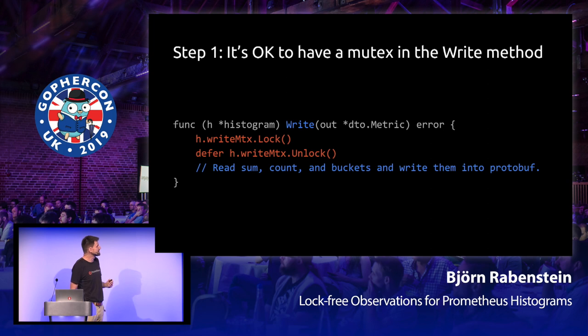Okay, so step one is kind of declaring partial defeat. I put into my title lock-free observations, but not lock-free writes or reads or whatever you call it. So we can accept that the write method has a lock, a mutex, because that happens every 15 seconds or something, right? It doesn't really matter if it takes like 100 milliseconds to take the lock, and it's much faster than that. So this is fine, right? We can lock this here and do the read, sum, count in the buckets and write them into the protobuf, protected under a lock. We want the observe path to be without a lock.